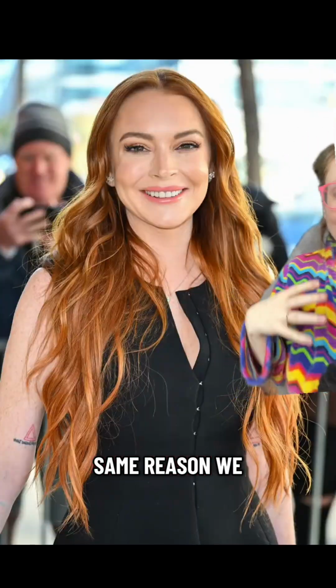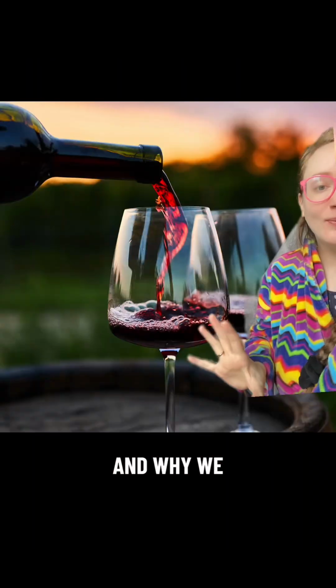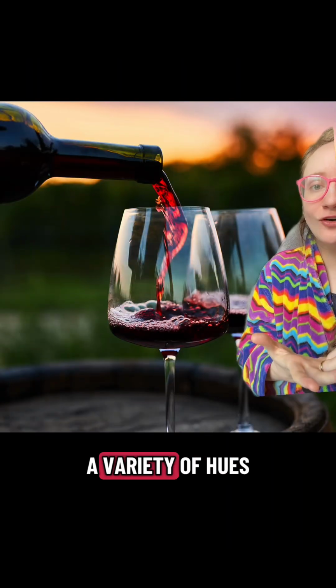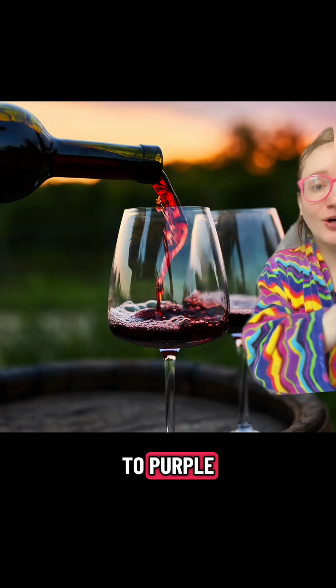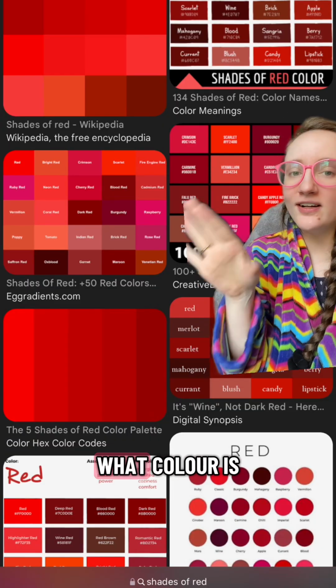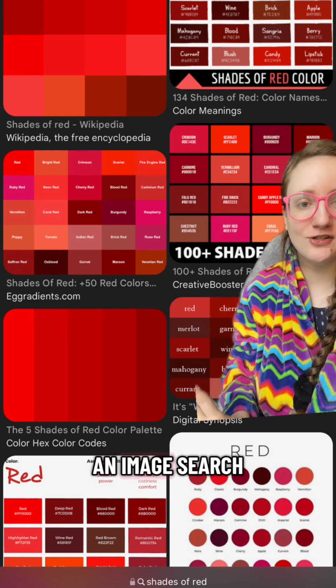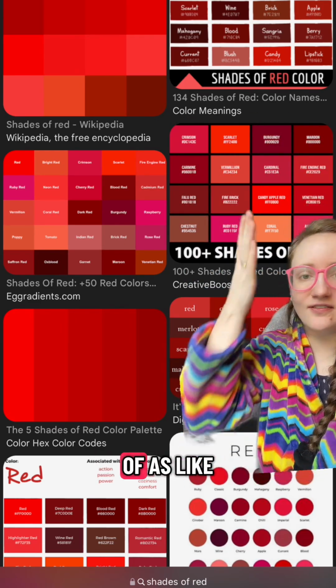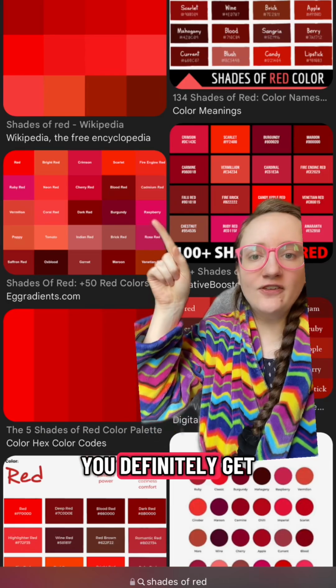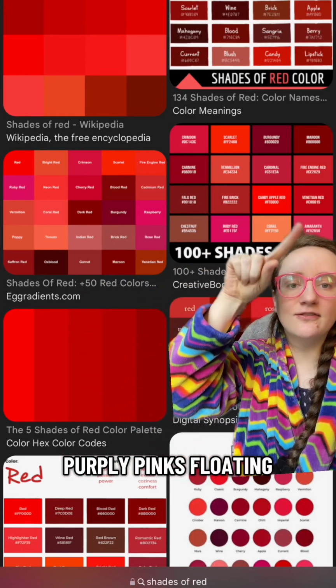It's also the same reason we call this hair color red, and why we call this red wine, even though it can come in a variety of hues from almost orange to purple. In fact, if you look up what color is red now, like I just looked up shades of red and pulled this from an image search, they're of course mostly what we think of as a traditional red, but you definitely get some of these purpley pinks floating around in here.